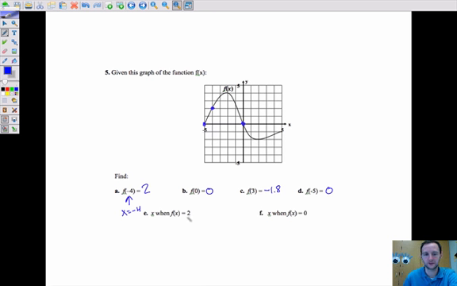X when f of x equals 2. Now, what we're looking for is when f of x equals 2. So I'm looking on the y-axis at any point that this line crosses 2. So it looks like x equals negative 4 and x equals almost negative 1, maybe like negative 0.9. X when f of x equals 0, that would be here and here. So that's x equals negative 5 and x equals 0. Okay?